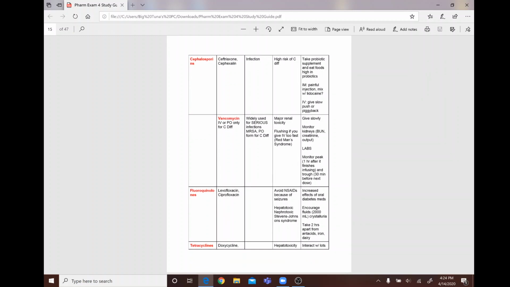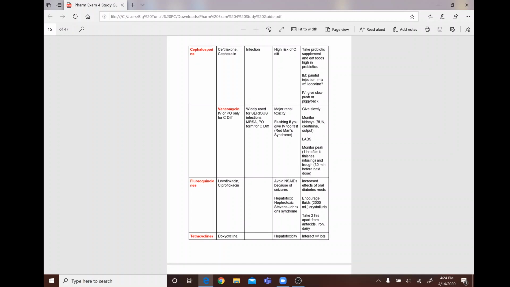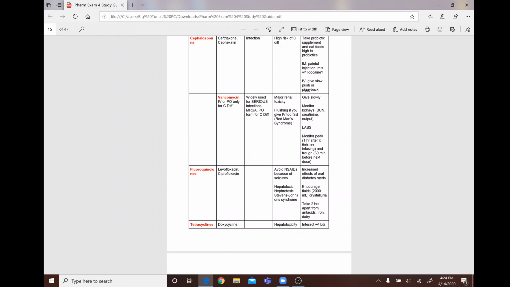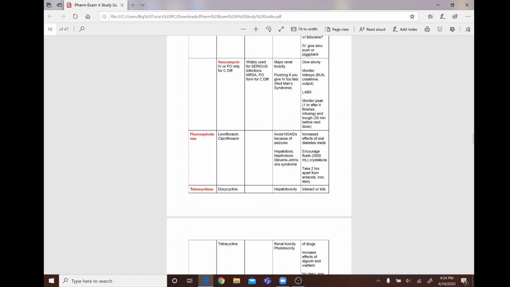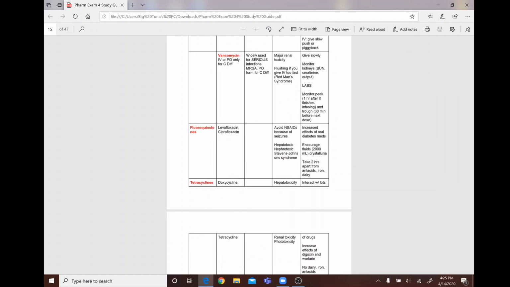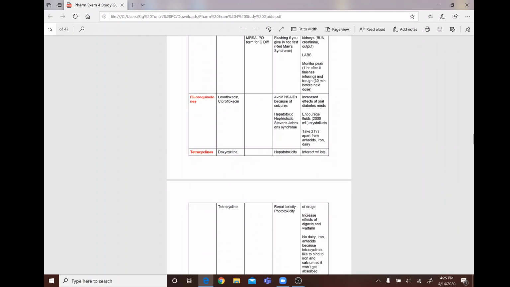Fluoroquinolones, you've got levofloxacin and ciprofloxacin. With fluoroquinolones, they can be hepatotoxic, nephrotoxic, and cause Stevens-Johnson syndrome. You want to avoid NSAIDs because if you take them together, you could get seizures. They increase the effects of oral diabetes meds, and you want to take them 2 hours apart from antacids, iron, and dairy. You want to encourage fluids, at least 2,000 milliliters, because of crystalluria.